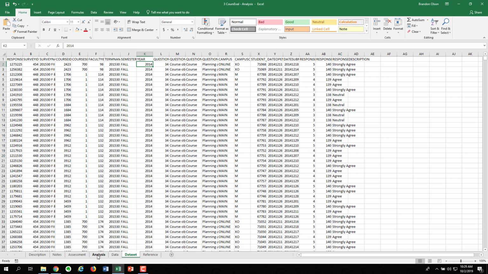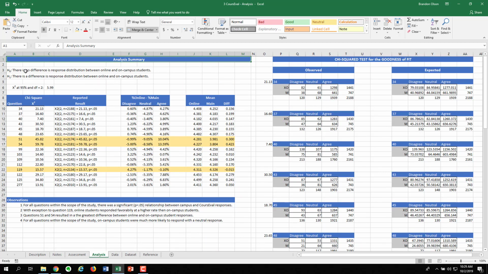So then my analysis. The first thing I did was to define the null hypothesis. For this analysis, I'm stating the null hypothesis is that there is no difference in response distribution between online and on-campus students. That means that I'm really not seeing a statistically significant difference between how online students answered or responded to the survey questions versus the on-campus students.